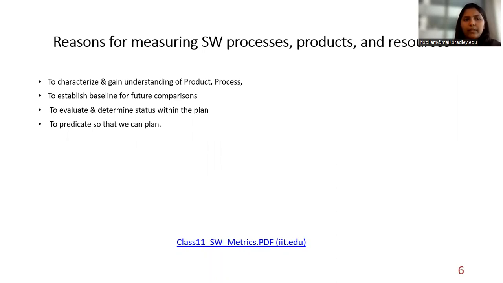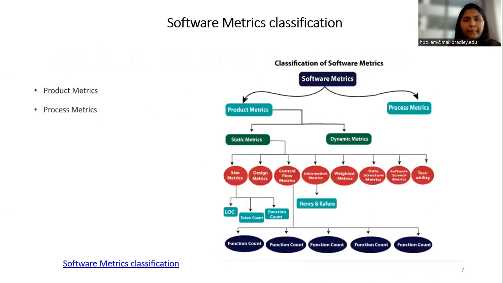The next slide is the reasons for measuring software processes, products, and results. There are mainly four reasons: to characterize and gain understanding of products and processes, to establish a baseline for future comparison, to evaluate and determine the status, and to predict our future plans. Coming to software metric classification, it is mainly classified into two types: product metrics and process metrics.